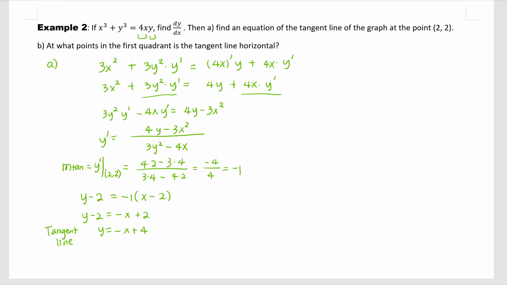So do you get the same answer for this part? Yes. Alright, so let's look at part B. At what point in the first quadrant is the tangent line horizontal? Okay, so this is the other direction, right? We're talking about the slope and then asking you to find the x values. So the tangent line is horizontal. What does that mean?